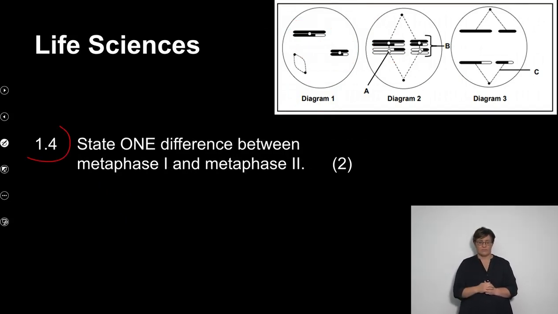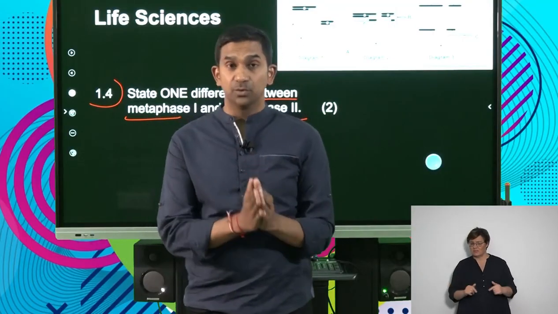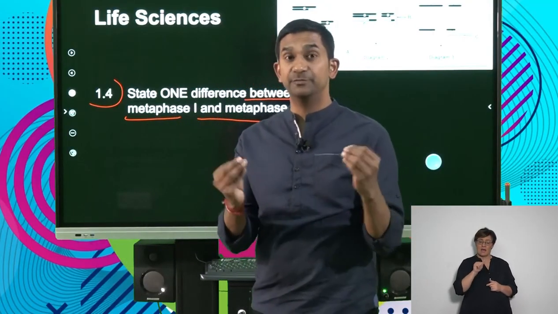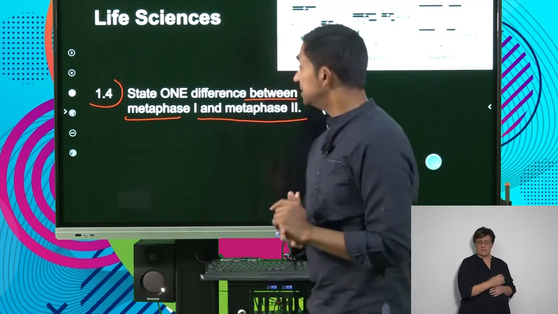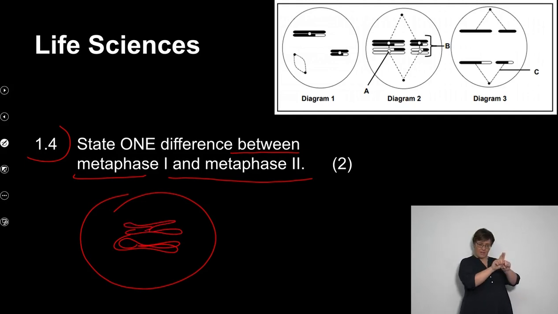The next question would be, state one difference between metaphase 1 and metaphase 2. Guys, during metaphase 1, it's important that we recognize that we still have pairs of chromosomes. So when these meet along the equator during metaphase 1, we find that a pair of chromosome meets at the equator. So that's a pair of chromosomes, maternal and paternal pairs at the equator. And that would be metaphase 1.